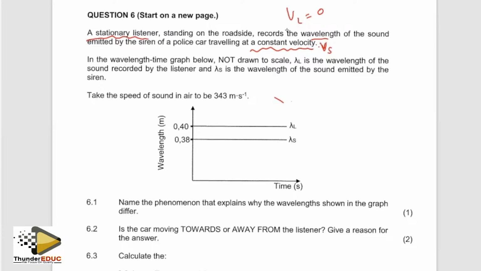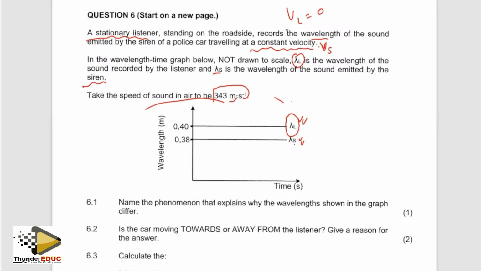In the wavelength-time graph below, which is not drawn to scale, lambda L is the wavelength of the sound recorded by the listener, and lambda S is the wavelength of the sound emitted by the siren. The speed of sound is 343. Now we can see that the wavelength that is recorded is higher than the wavelength that the source is emitting.